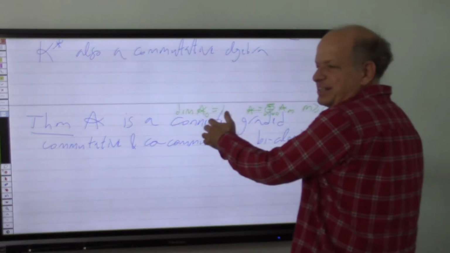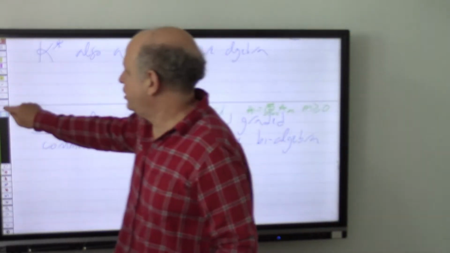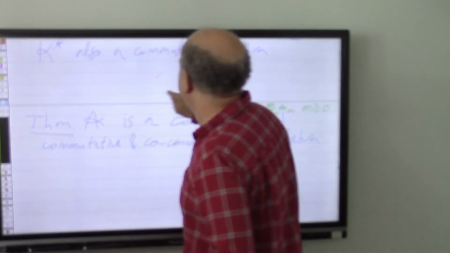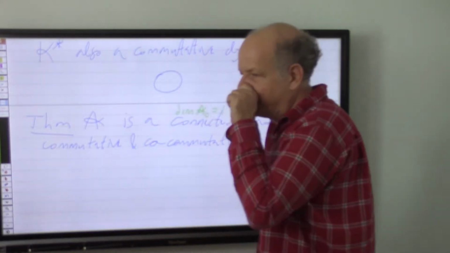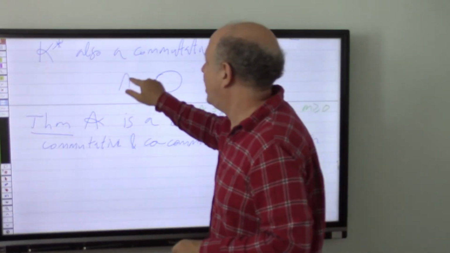In our case, why is the dimension of A0 equal to 1? Well, A0 is the space of chord diagrams with 0 chords. There is only one.